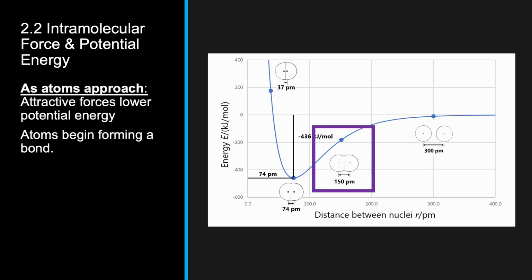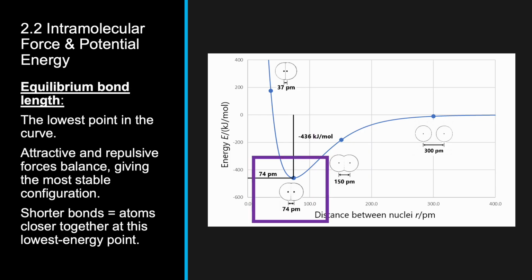Then moving to the left on the curve, we have the atoms close enough to each other to where they're starting to feel that attraction, but not to the extent that a covalent bond is formed. So as those atoms move closer together, the attractive forces are starting to pull them in, which does lower the potential energy. And that drop in energy is just telling you that the atoms are starting to form that bond.